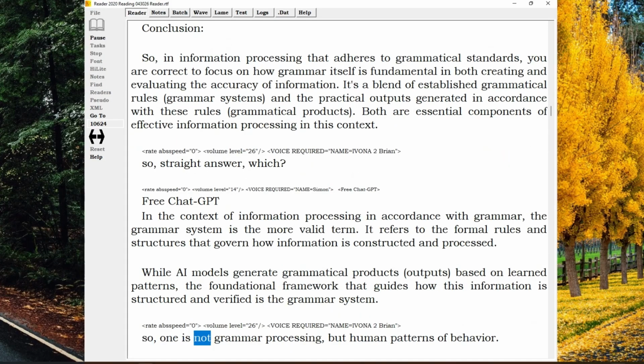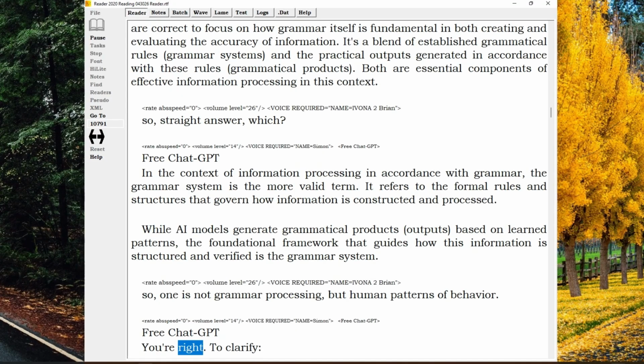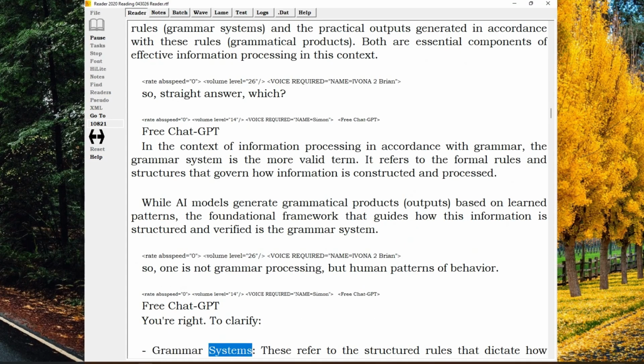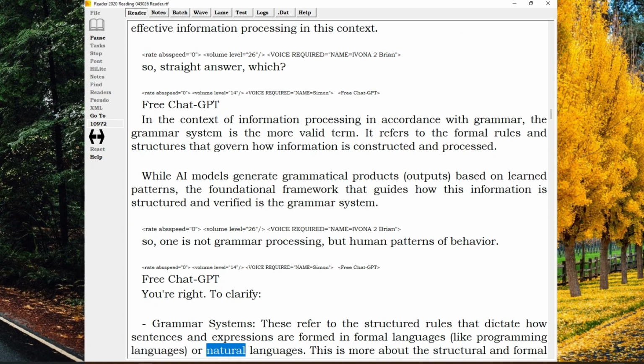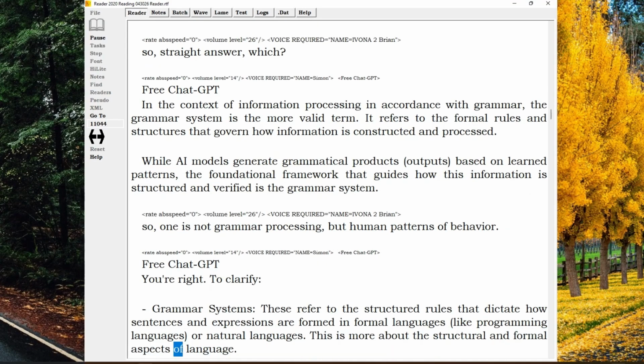So, one is not grammar processing, but human patterns of behavior. Free ChatGPT: You're right. To clarify, grammar systems. These refer to the structured rules that dictate how sentences and expressions are formed in formal languages, like programming languages or natural languages. This is more about the structural and formal aspects of language.